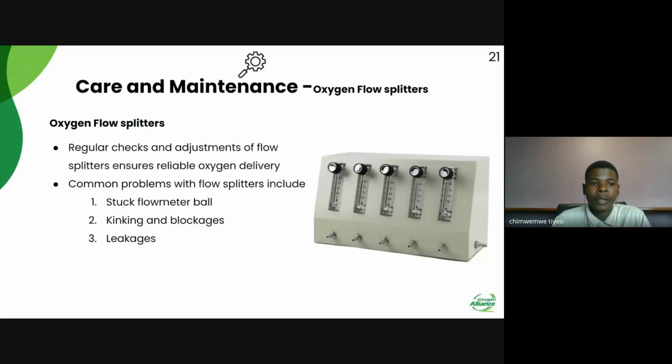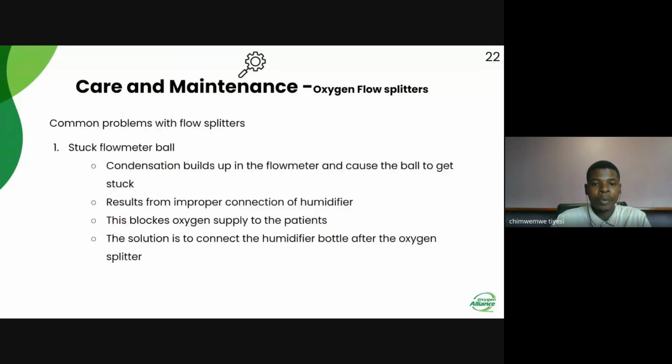That is why it is very important to do regular checks and adjustments so that we provide reliable oxygen to the patients. Some of the common problems with flow spreaders include stuck flow meter bore, kinking and blockages, and also leakages. So moving on, we are going to look at the stuck flow meter bore and how you can avoid that problem in oxygen flow spreaders.